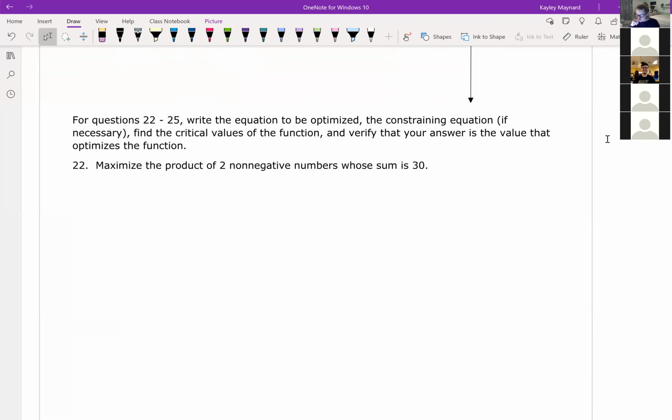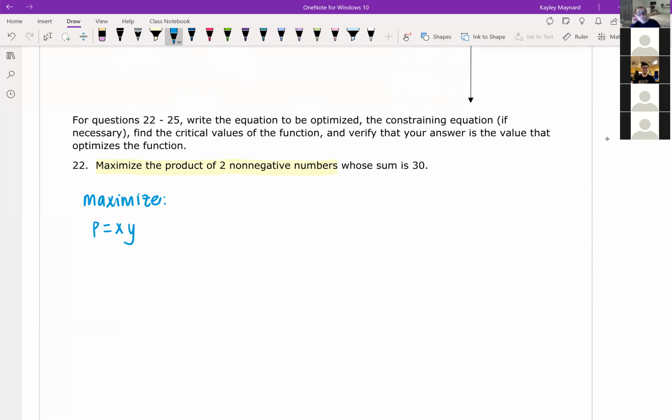Okay. So 22 says that we are maximizing the product of two non-negative numbers whose sum is 30. Okay, so we're maximizing, I'll highlight, maximize the product of two non-negative numbers. Okay, cool. So I'm just going to call these two numbers x and y. Doesn't matter, but I am maximizing, and I'm just going to say P equals x times y. Like the product of these two numbers is x times y. And we're trying to maximize this.